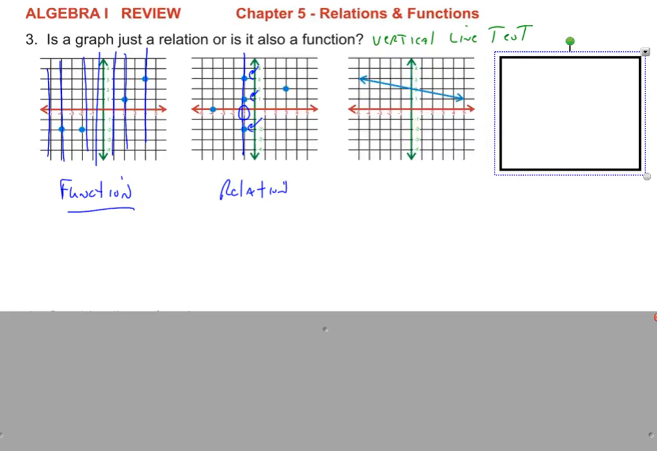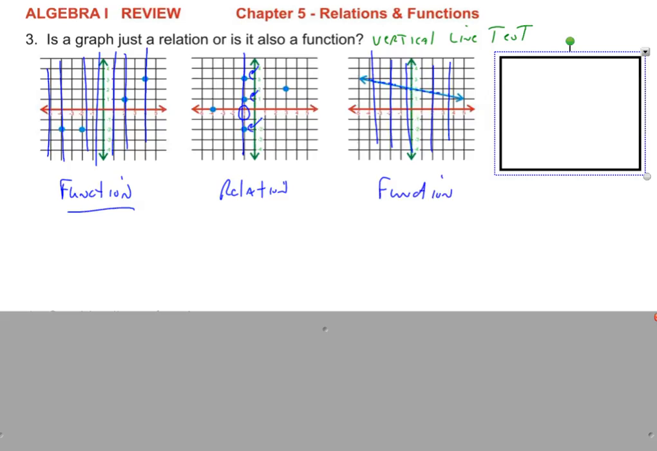Okay, third situation, we have a line. Remember, the line is made up of consecutive points. So this line is nothing more than a bunch of points, right? So again, does a vertical line exist that will hit more than 1 point? And the answer is no. And if the answer is no, it is a function.